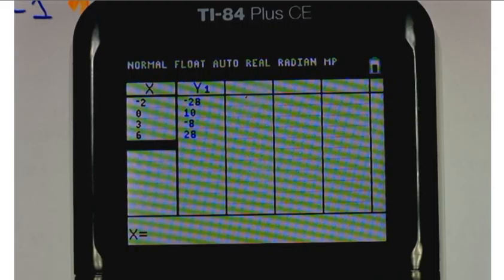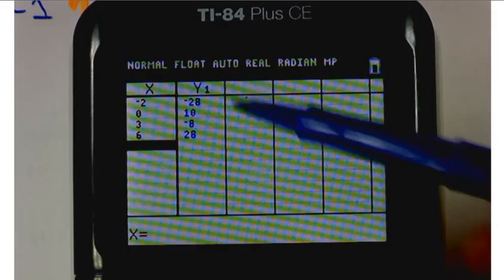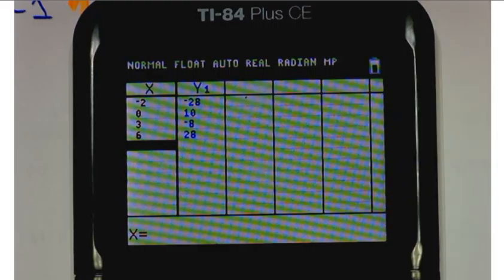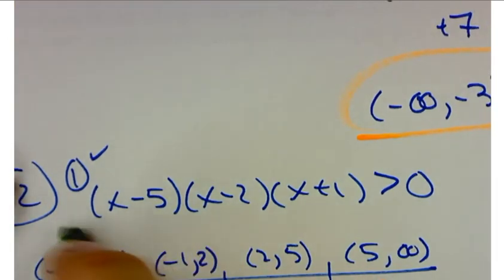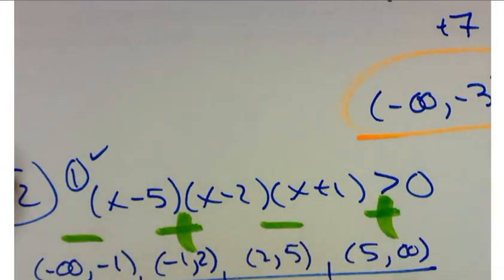Are you guys getting the same numbers? Good. What's the important information that I need from here? Yeah, I need to know where it's positive, where it's negative. And it has a reassuring pattern. Often, but not always, this pattern should alternate. Negative, positive, negative, positive. So let's write that down up here. Negative, positive, negative, positive.